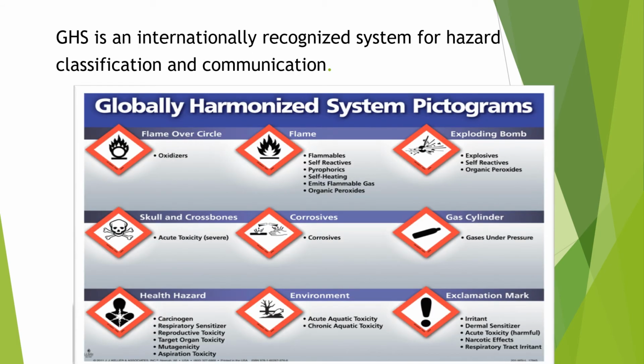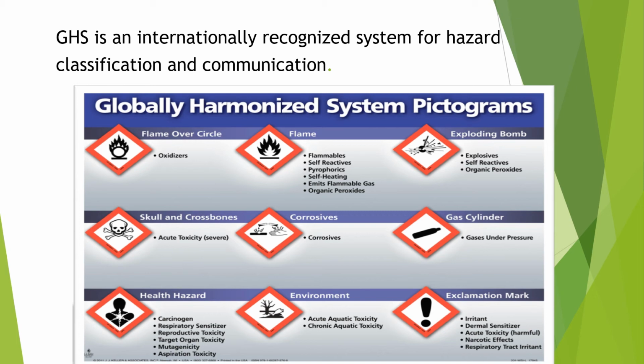This is a poster of the Globally Harmonized System pictograms. There are 9 pictograms given by the GHS, or the Globally Harmonized System. This is an internationally recognized system for hazard classification and communication. There's where you can see a flame over circle.